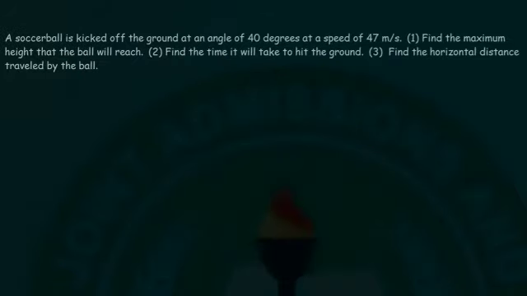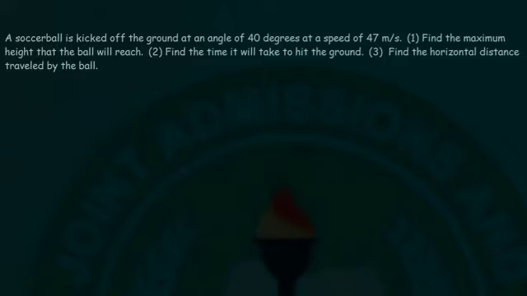This problem might be a little longer than the first three. So a soccer ball is kicked off the ground at an angle of 40 degrees at a speed of 47 meters per second. Find the maximum height that the ball will reach. Second, find the time it will take to hit the ground. And third, find the horizontal distance traveled by the ball.